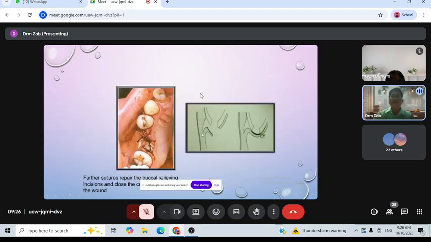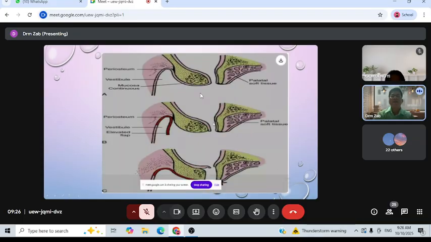Basically, if you look from the side, this is the bone. Sometimes the bone is very sharp, you need to smoothen it. If the alveolar bone is very high up, you have to reduce the height. Again here, basically the same thing.